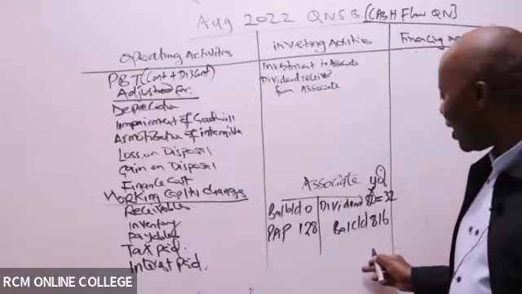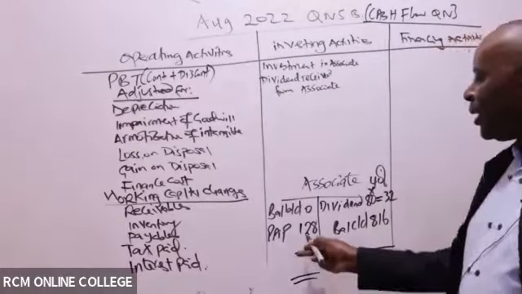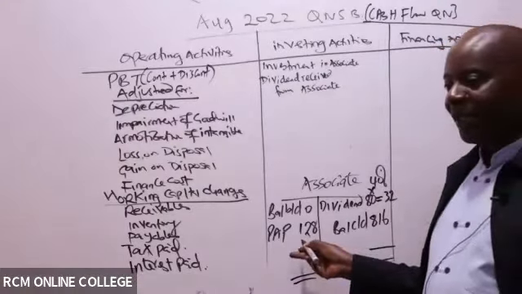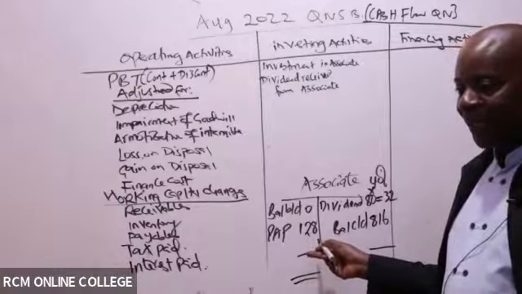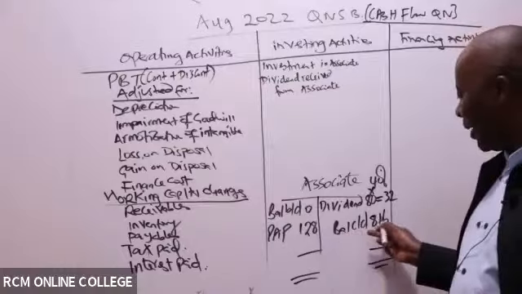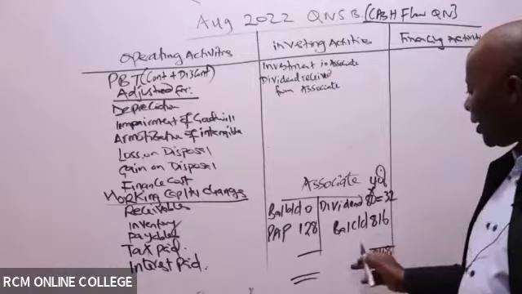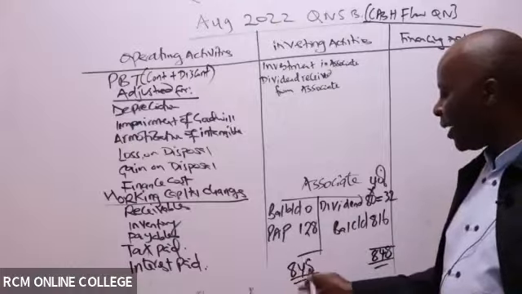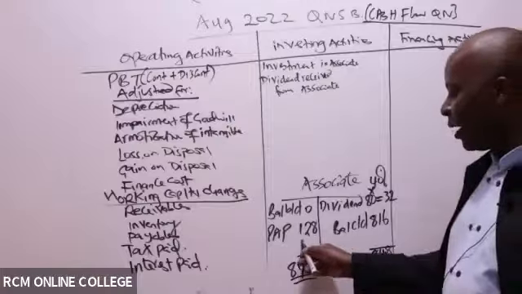So the balancing figure, ladies and gentlemen, of course, is coming this side, isn't it? So this will be 816. So 848. In this case, we have 720.